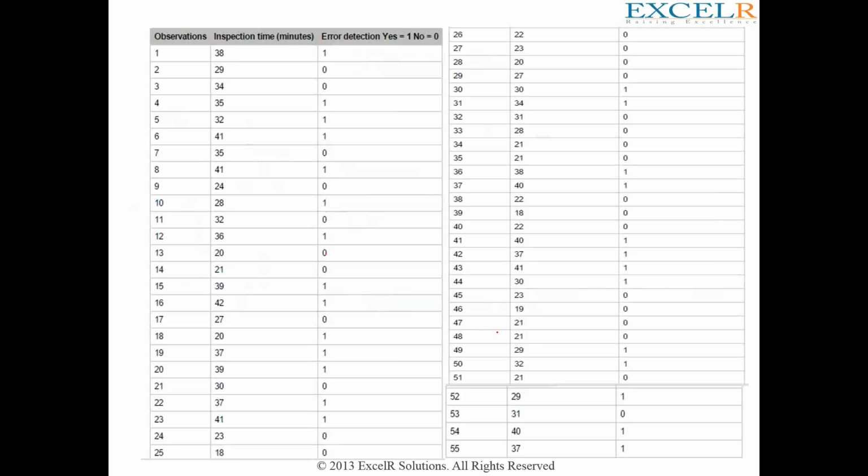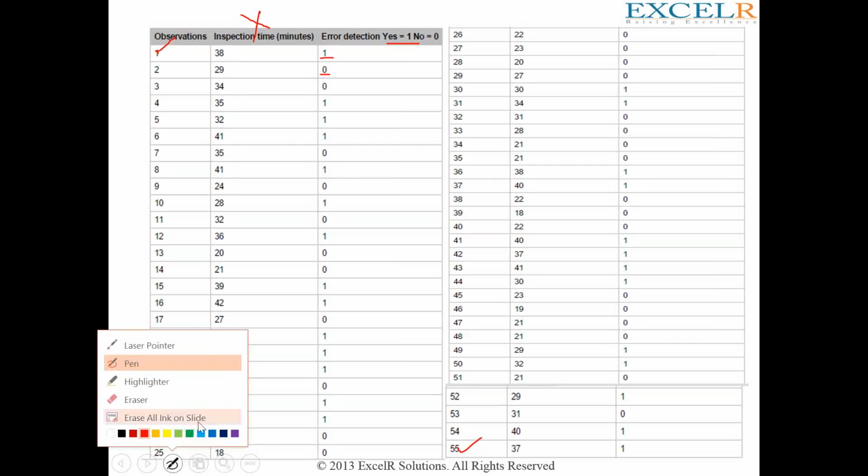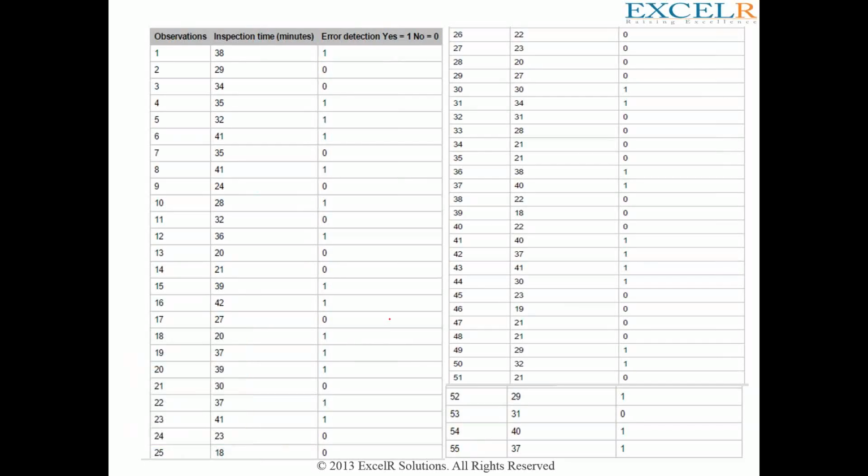So there we go. You have 55 observations that you have taken, 1 until 55, and you have the inspection time, which is your input. How many minutes have you spent inspecting a particular circuit or a product? And if you detect an error, it's classified using yes, 1, right? If error is not detected, then it is 0, 1 and 0. Okay?